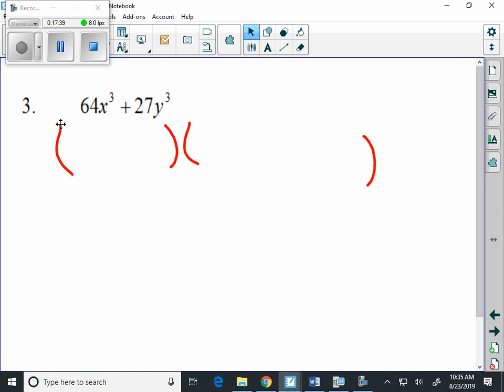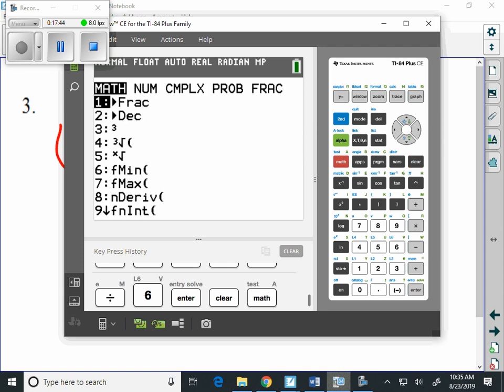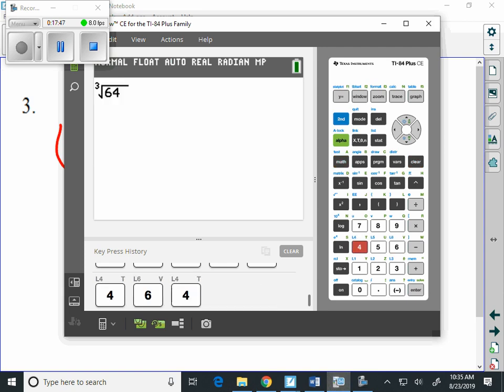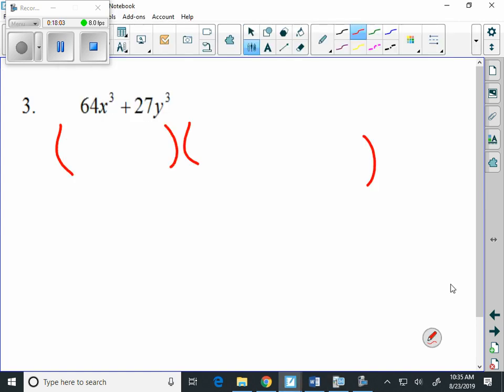And let's look at our calculators for the cube root of 64, which is done with math, number 4, and 64. Enter. Also math, number 4, and 27, our other number. And there we have the cube roots of both of those. So the cube root of 64 is 4. The cube root of x cubed is x. The cube root of 27 is 3. The cube root of y cubed is y.